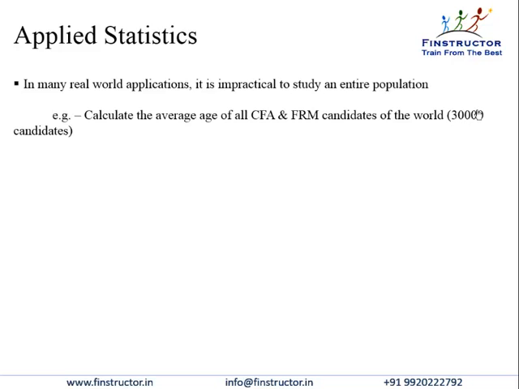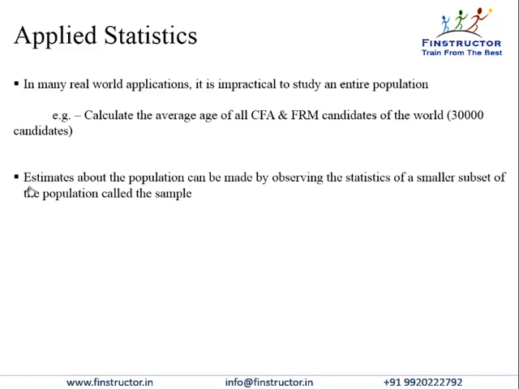Now, it would be difficult, and if we only want an average sense, then we won't want to invest so much time and effort in collecting so much data and doing the whole process. So we can make an estimate about this average age by observing the statistics of a smaller subset called a sample. So I can take some sample and calculate the average age of that sample and use that to calculate an estimate of the average of the population.